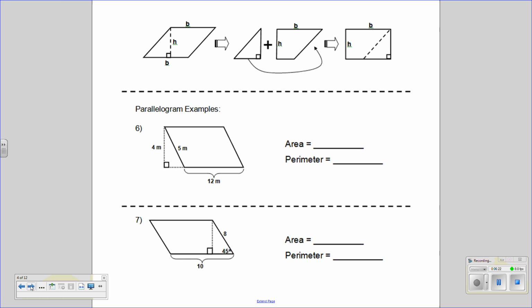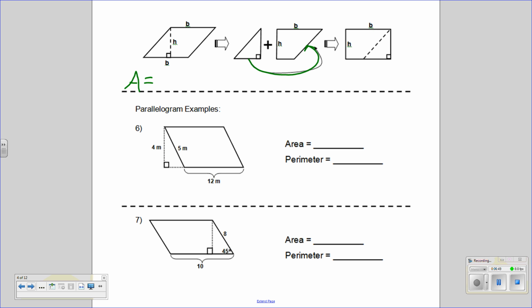All right, so that's rectangles and squares. Now let's talk about parallelograms. If you look at this picture up here, you've got a parallelogram with the height drawn in, and the height is always perpendicular to the base. If you were to cut that parallelogram along the dotted line and move this triangle over to the other side, then what figure do you make? You make a rectangle.